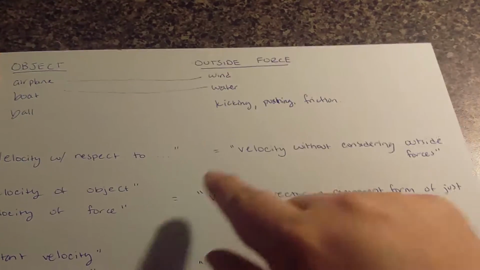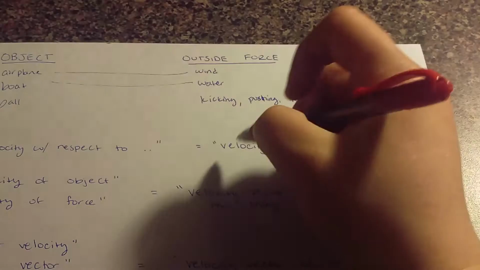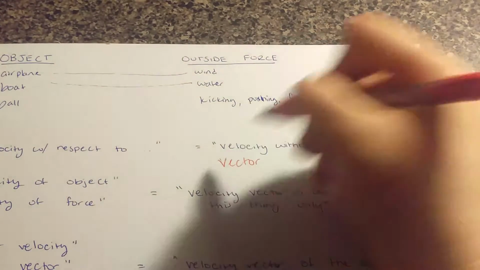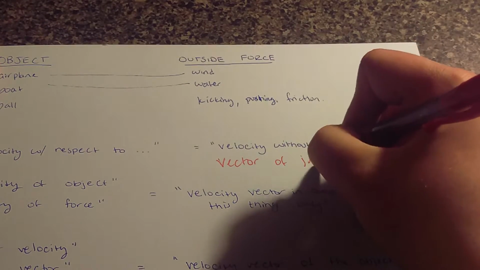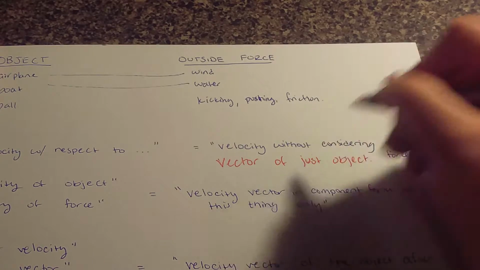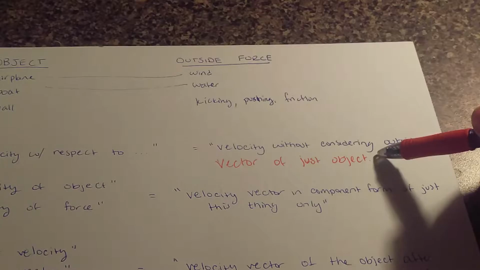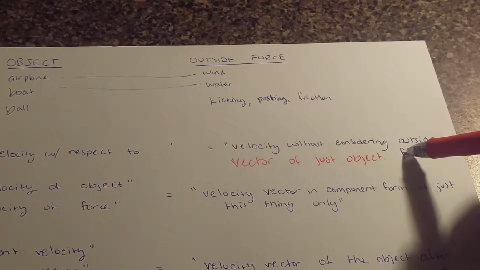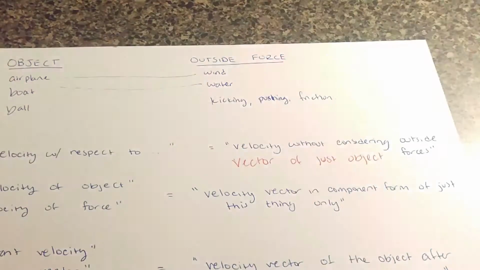This always means give me the velocity, which, remember, velocity is always a vector. So give me a vector without considering the outside forces. So this is the vector of just the object. So whenever we first get our problems, they usually tell us the airplane or the boat is going in this direction, and there's also a crosswind or cross water pushing it to the side. Here we're asking for just what is the boat or the airplane doing if there was no outside force. We just want the vector of just that one object, and that's it.